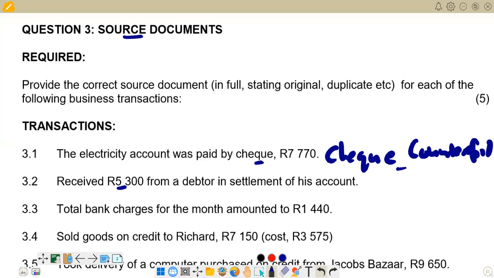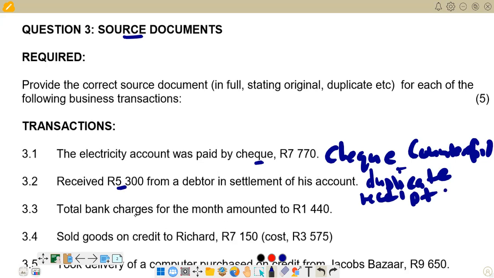Remember, when a receipt is issued, the copy of that receipt also remains with the business. So here we have a duplicate receipt. We can call it a duplicate receipt. So this is what we have in terms of 3.2.